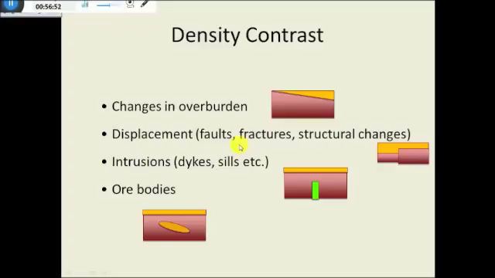So as we said on Wednesday, the main thing that gravity is looking at is a change in density. If I was walking along and all of this rock was granite and it's all the same depth, there's no point in doing a gravity survey. You're not going to pick up anything. So the main thing you're using your gravity survey for is a change in overburden.